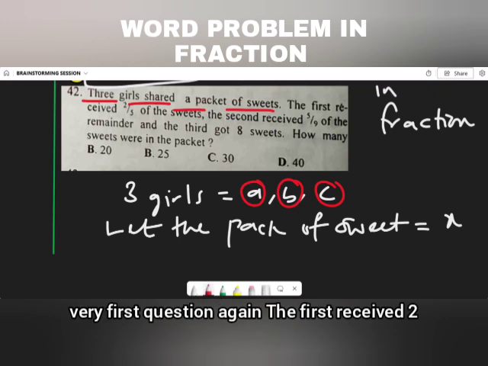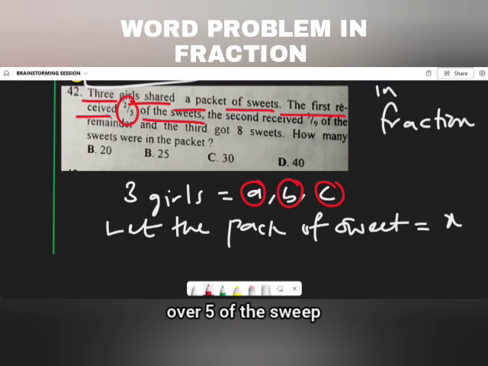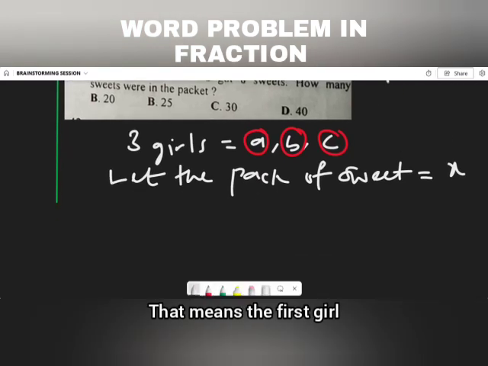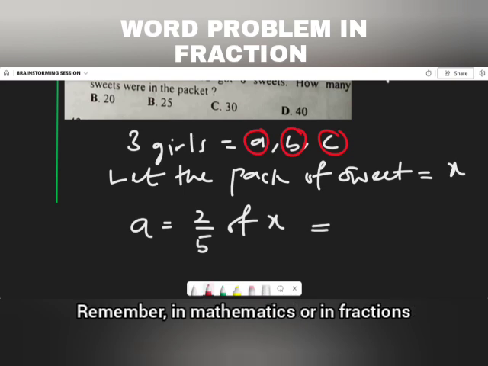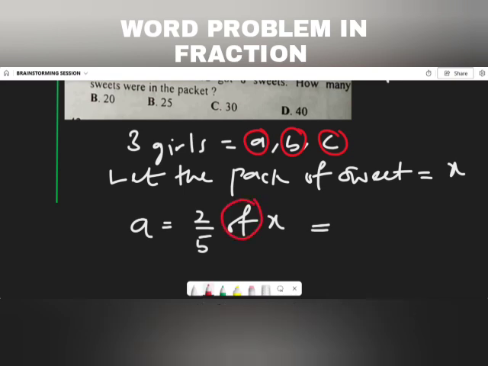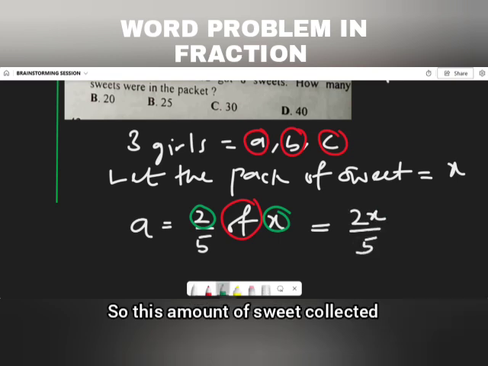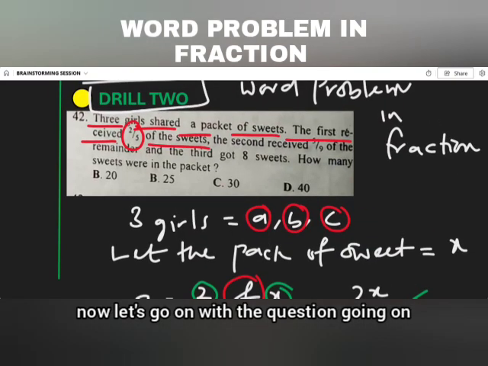Now let's look at the very first question they give. The first received 2/5 of the sweet. So that means the first girl, which is A, received 2/5 of the sweet, which is X. Remember, in mathematics or in fraction, anytime we have of means times. So we have here 2 times X, and that gives us 2X all over 5. So this is the amount of sweet received by the first girl.